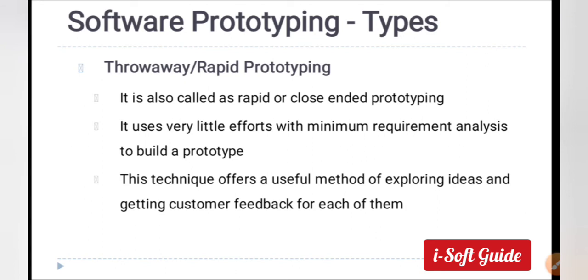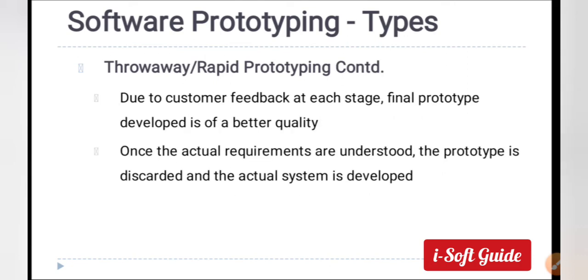Next, what are the types of software prototyping? There are various types of software prototyping available. We will focus on two basic or important types here. The first is rapid throwaway prototyping. Sometimes it is also called throwaway prototyping or rapid prototyping, but mostly rapid throwaway prototyping.